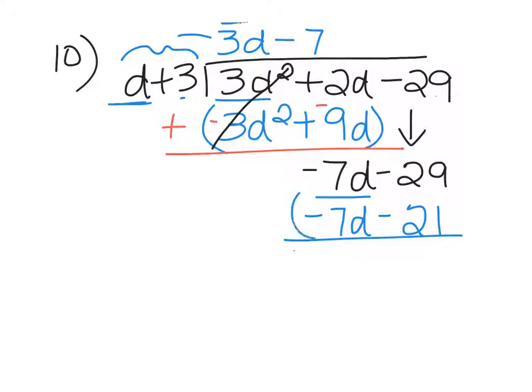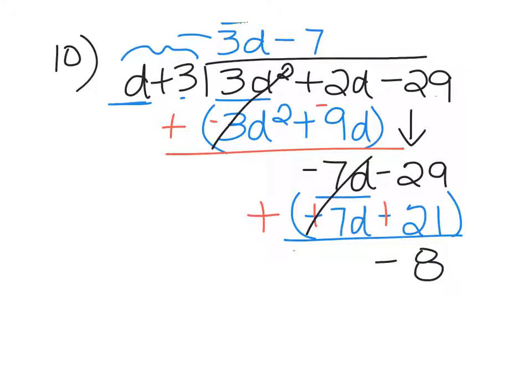I need to subtract this. When I subtract, I'm distributing that negative, so negative times negative 7d makes that positive, and negative times negative 21 makes that positive. So now all I'm doing is combining everything. Negative 7d plus 7d cancels out. Negative 29 plus 21 is going to be a negative 8. There are no more terms to bring down, so that negative 8 is my remainder.